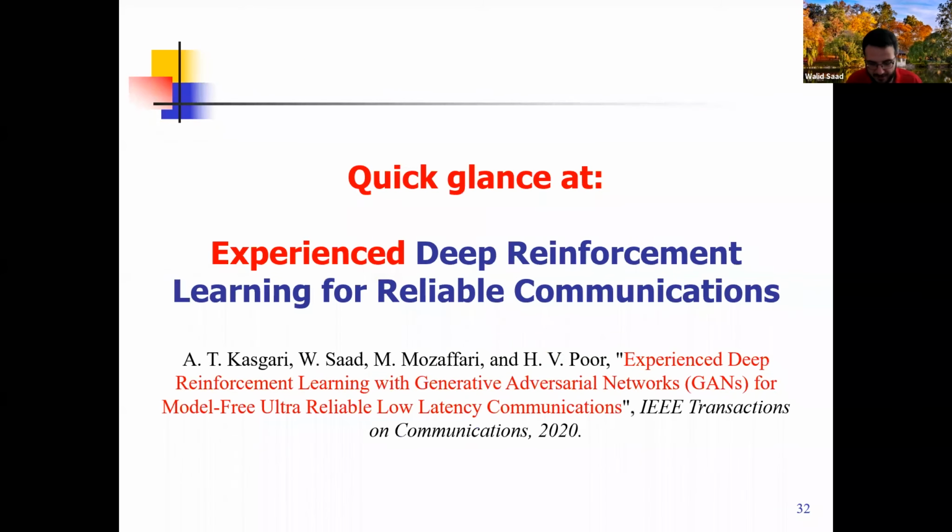I'm going to take a quick reroute here again because Akash was interested in this work as well. I'm not going to go very deep in this work, just a glance. I'm happy to answer questions, of course, but I don't want to take more time.